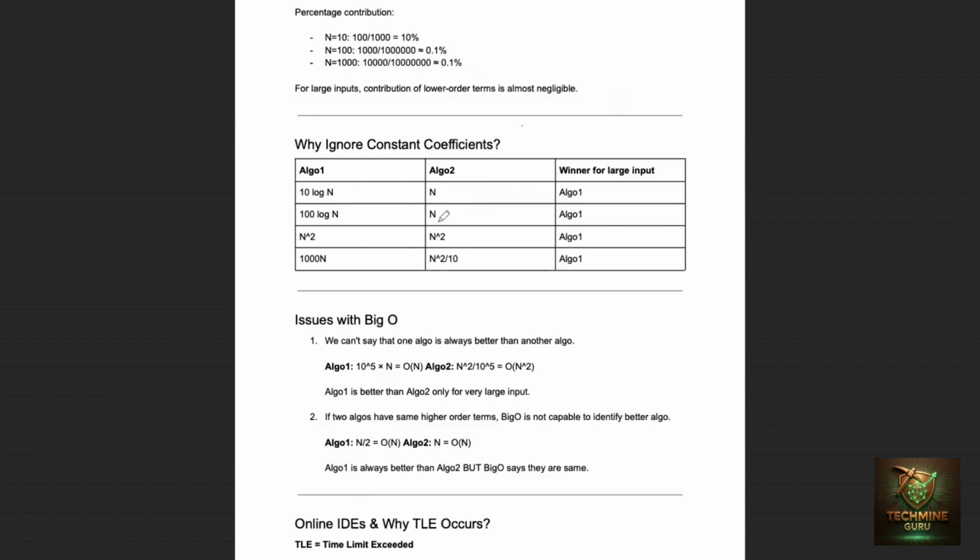So now we also need to understand why we are ignoring the constant coefficient. Suppose there are two algorithms, algo 1 with 10 log n, and algo 2 with n.